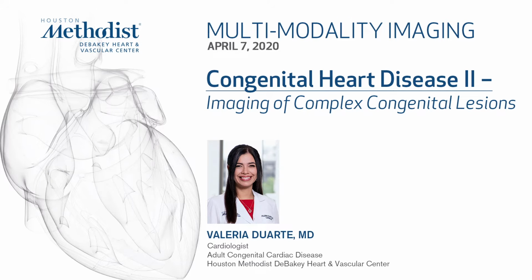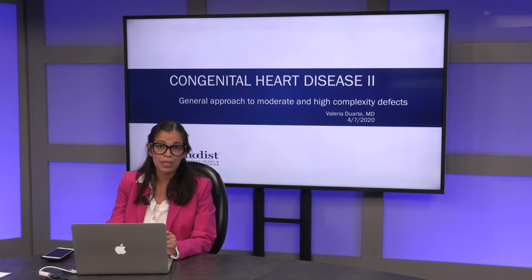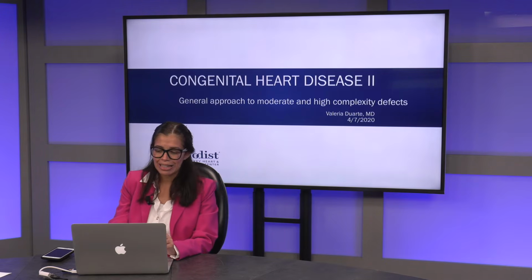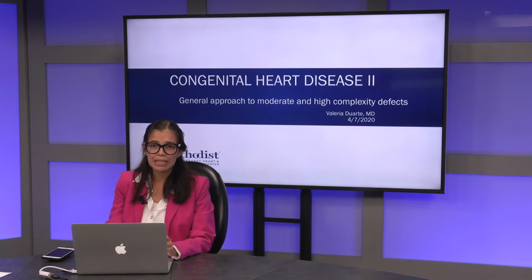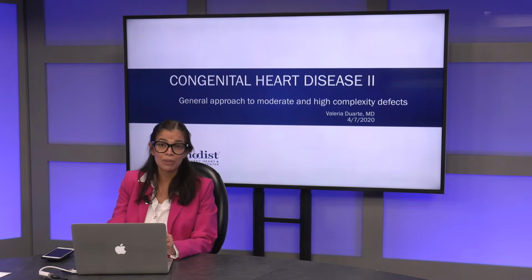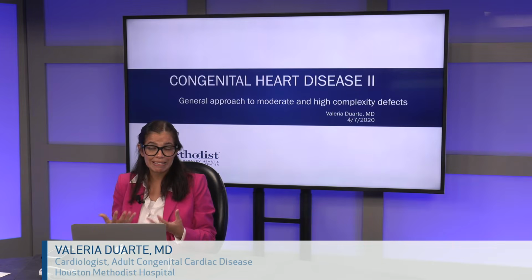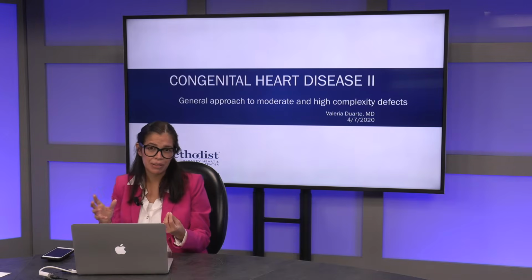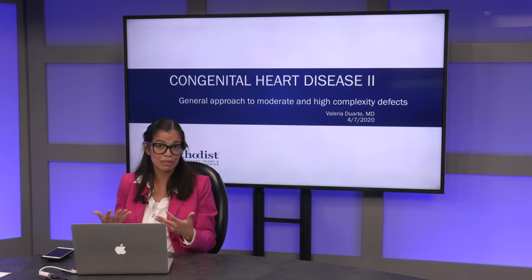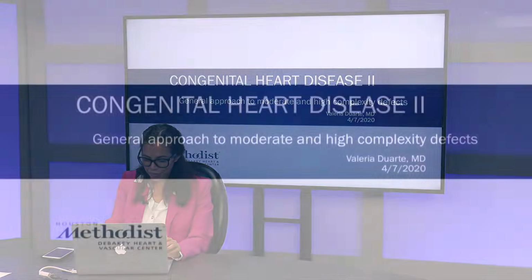It's our commitment. So today we're going to talk about congenital heart disease, specifically about a general approach to moderate and high complexity defects. We're going to use Tetralogy of Fallot as an example, but the purpose of this talk is not to review Tetralogy of Fallot itself, but to review how we approach imaging of each condition. And we can use the same framework for other defects, and we will continue to do that as the year goes on.